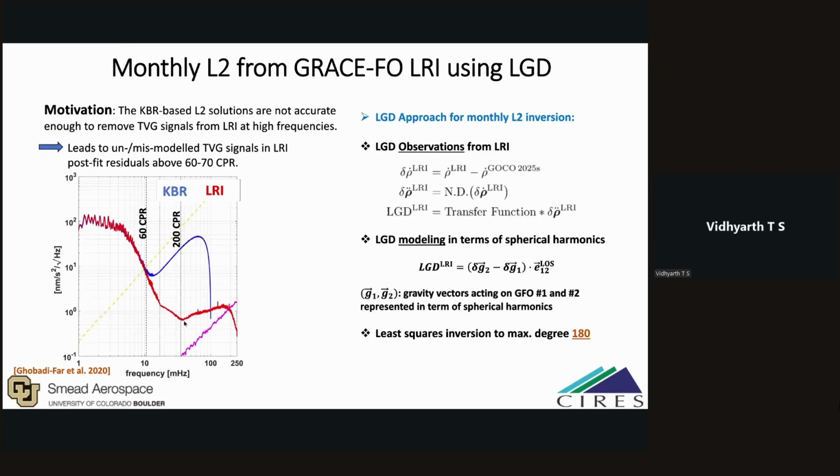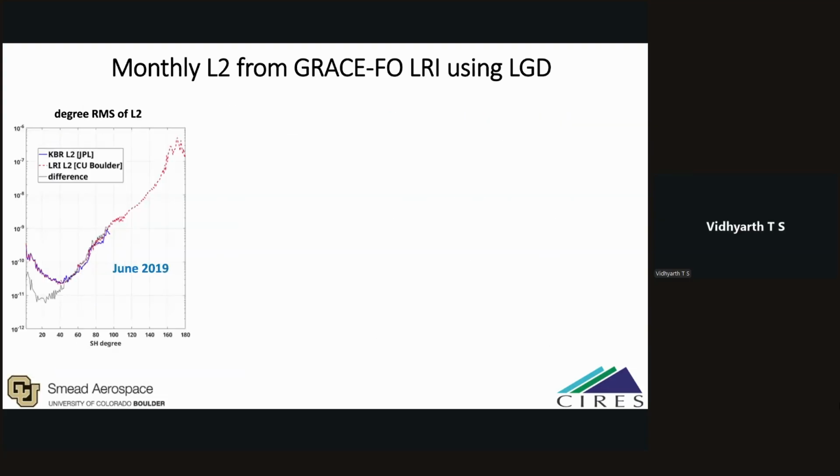So we use the LGD approach to compute the spherical harmonic coefficients of gravity up to degree 180 from 1 month of data. So this figure here shows the degree RMS of the KBR L2 solution from JPL in blue and the degree RMS of LRI L2 solution from CU Boulder in red. So as you can see, there is good agreement between the two up to degree 96, which is the maximum degree of the KBR solution.